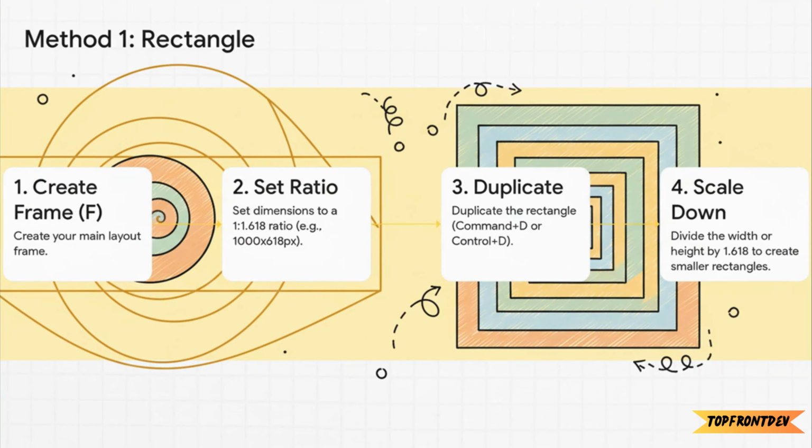Super easy. First, hit F to pop in a new frame. Now for the dimensions, just set them to the ratio. So let's say 1,000 pixels wide by 618 pixels high. Boom! Now the magic part. Hit Command D to duplicate it, and right there in the width or height input, just type /1.618 and hit Enter. Figma does the math for you. Keep doing that, and bam, you've got your perfect grid.